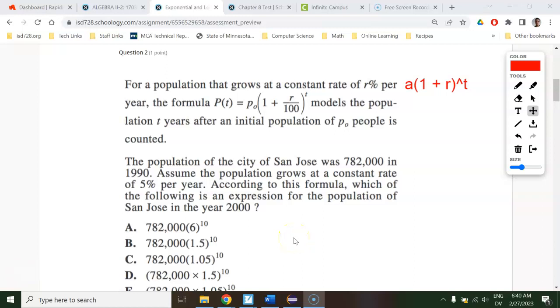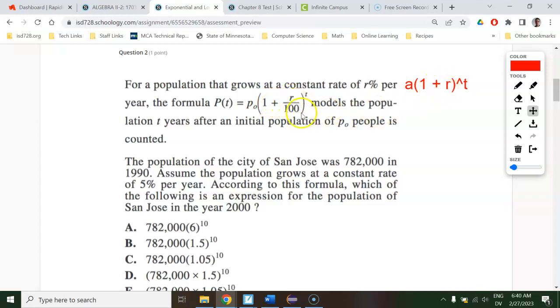Alright, hello, this is going over question 2 from one of the ACT practice assignments. It's a population growth by percentage, and believe it or not, it's the same formula we did in class, it just looks a little bit different. We had A of t, here it has P of t. We had little a for the initial amount, they have P0 meaning the initial amount, and then they do 1 plus the rate as a decimal.